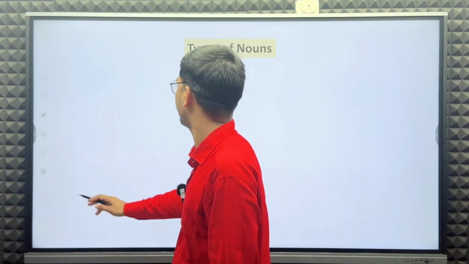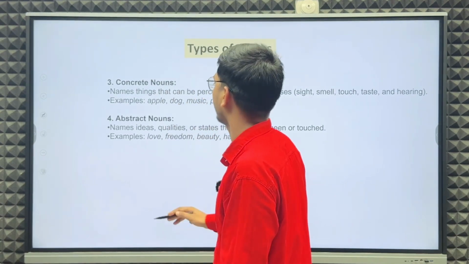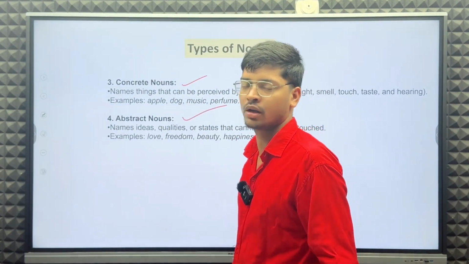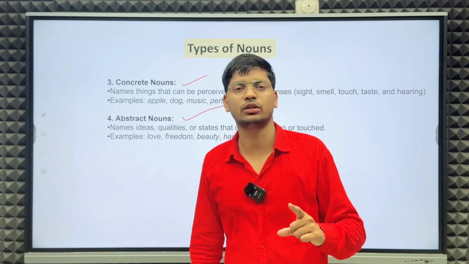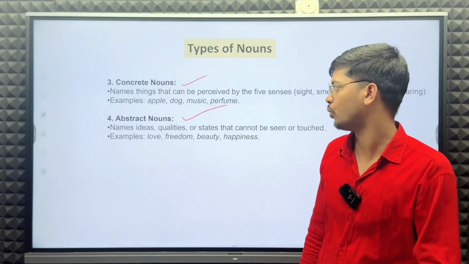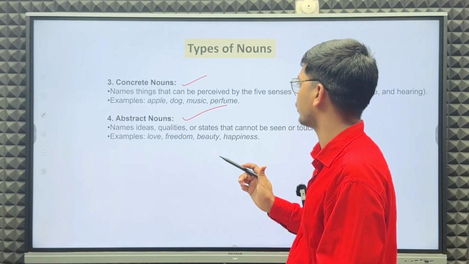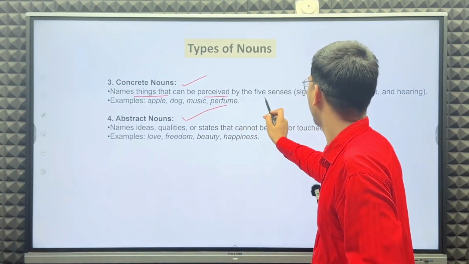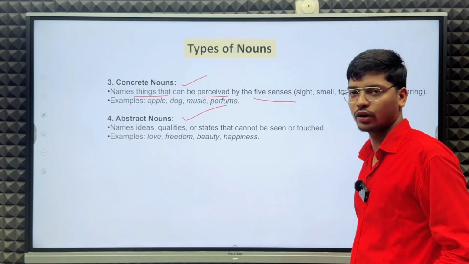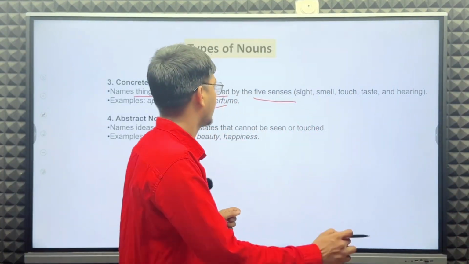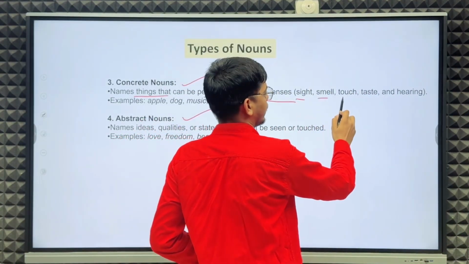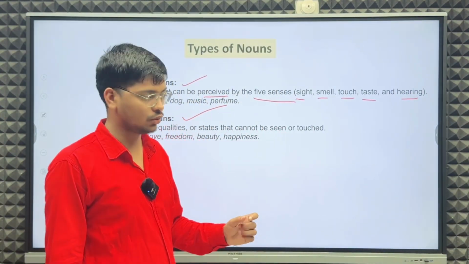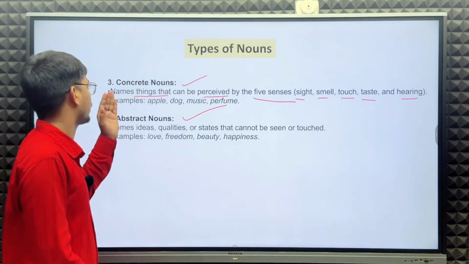The third type is concrete noun and the fourth is abstract noun. Concrete nouns name things that can be perceived by the five senses. The five senses are sight, smell, touch, taste and hearing. So they are all concrete nouns.